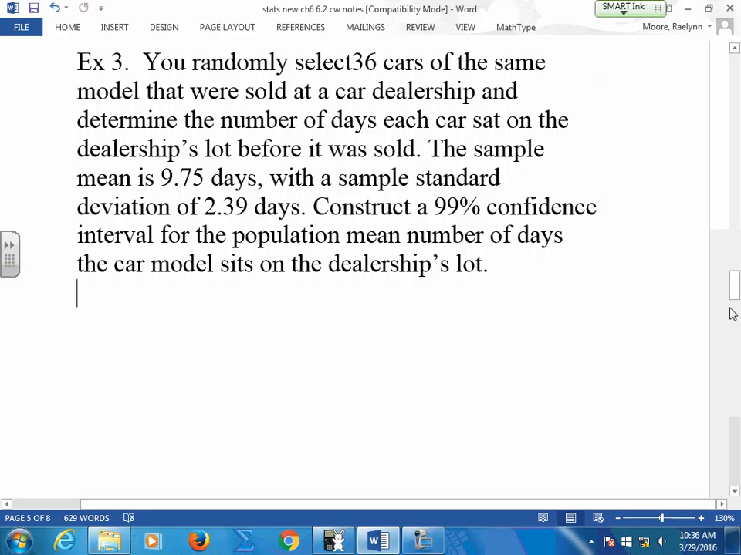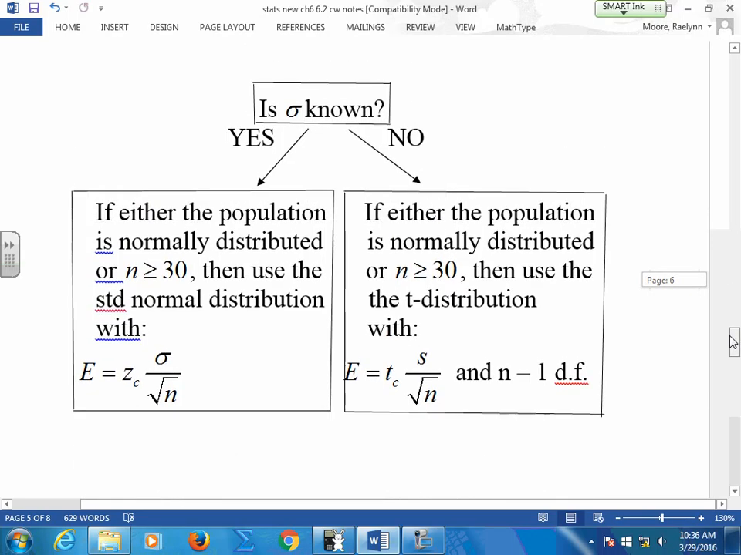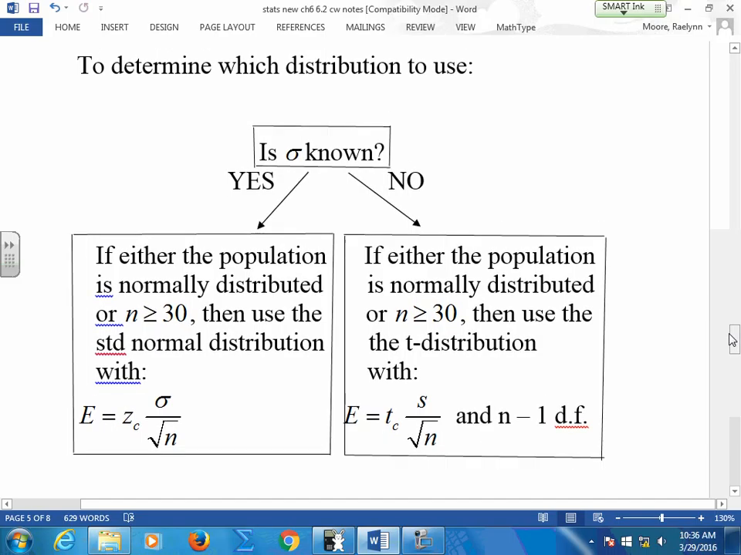Let me jump down here for a second. Here's where you need to know which one do I actually need to use. What runs this is your population standard deviation. If you know your population standard deviation, chances are you're going to end up using a Z, if everything is normally distributed and you have a normal curve. If I don't know this, I've got to use a t-score. I've got to have a little bit extra.